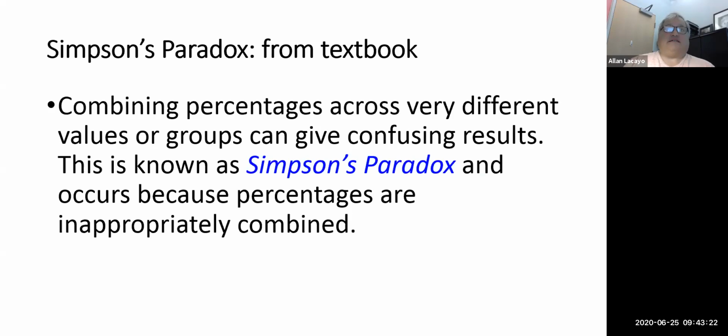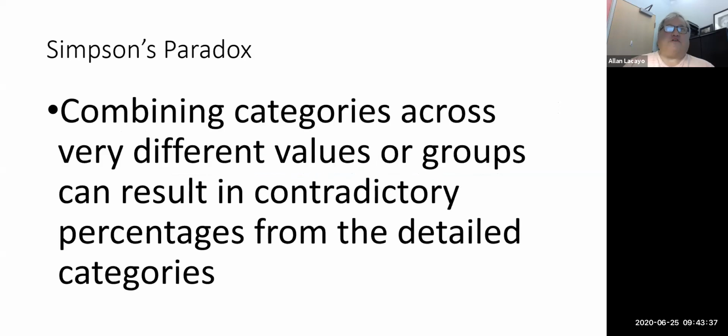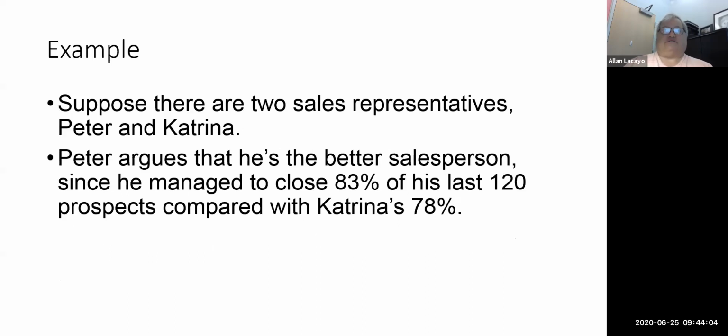You'll see that the textbook definition of Simpson's Paradox is presented. It's a little bit of a weak definition. It could still be confusing, but essentially I prefer this definition: when you combine categories that have very different frequency values across different groupings, aggregating the percentages while ignoring this categorization that has very different frequency counts can result in contradictory percentages from the ones that were in the detailed version of events.